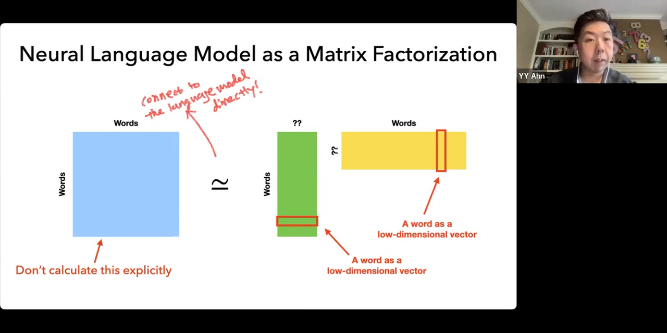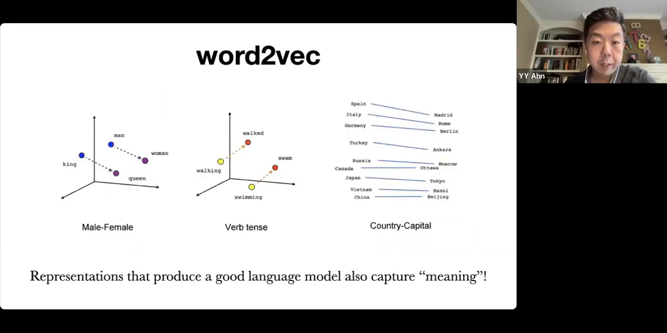But the important part is that we don't have to calculate this big matrix. We just randomly initialize these low-rank matrices, and then use a neural network to tie them directly to the objective function. And then we can get good representations, good vectors that approximate the implicitly built word-word similarity matrix. Yeah, so by doing that, we can get really cool embedding results.